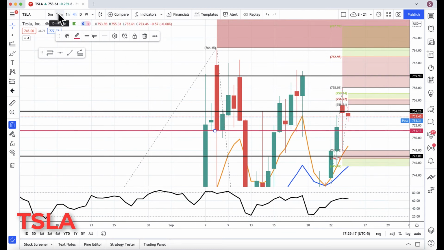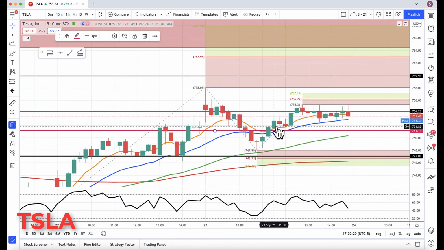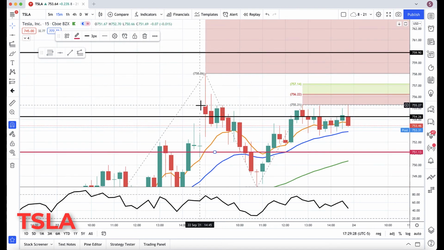To the upside, 755.30 was pretty much it. If you come across here, this is where I will look at the wicks. Why? You see this key opening candle? This was a very key opening candle. The open was right here. I'll just mark this off again just to show you.